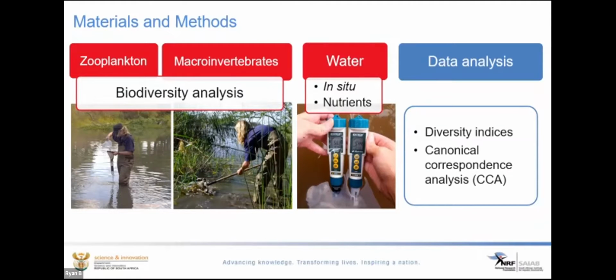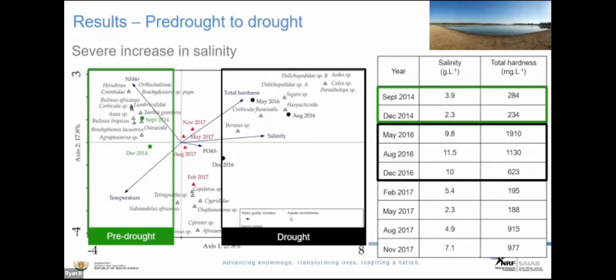For data analysis, diversity indices were calculated, including the usual suspects of Margalef species richness, Pielou's evenness, and the Shannon diversity. A CCA, or canonical correspondence analysis, was also created to look at the differences in biodiversity and water quality between the sampling periods. Okay, so what did we find?